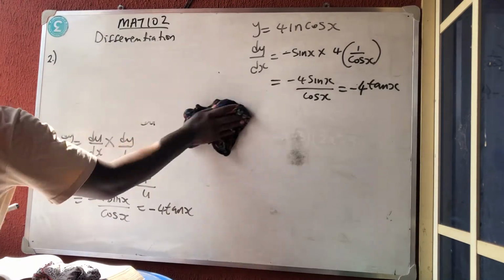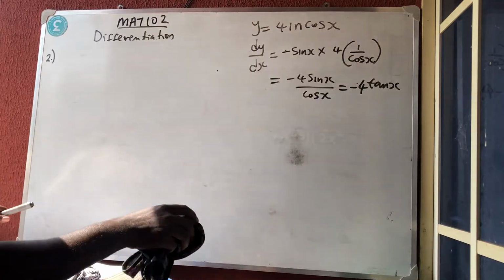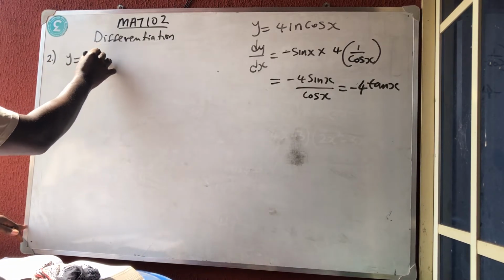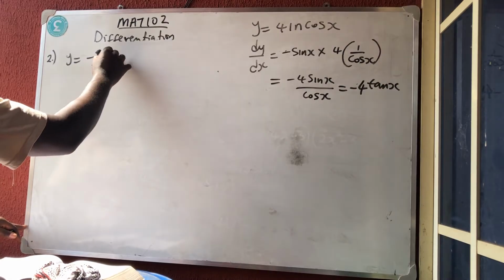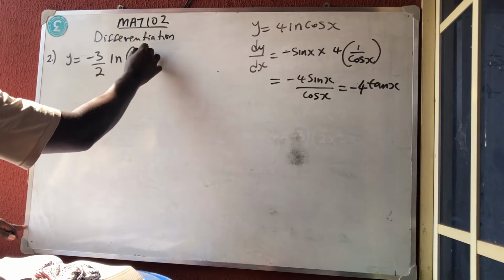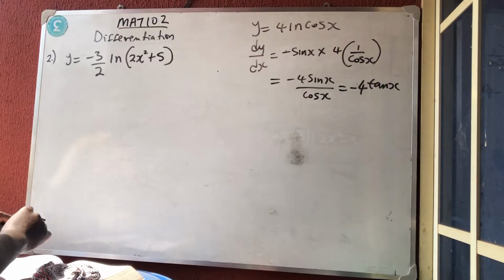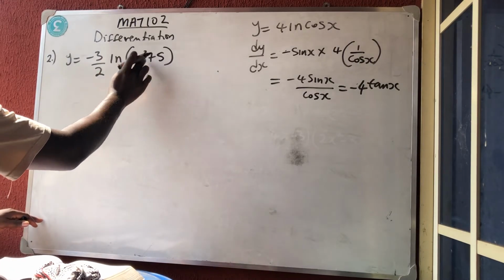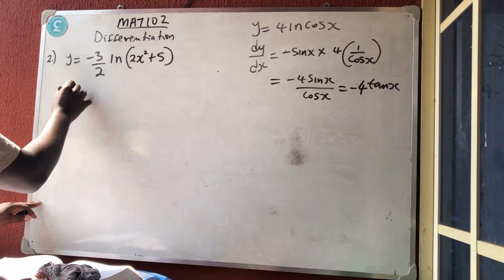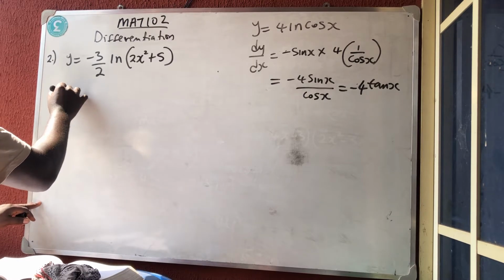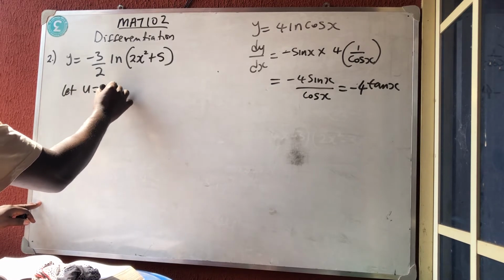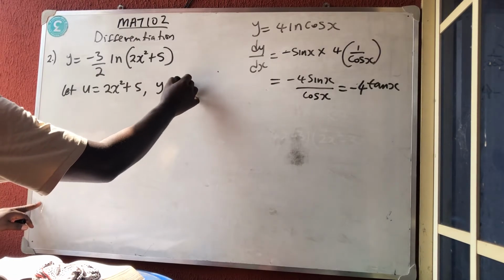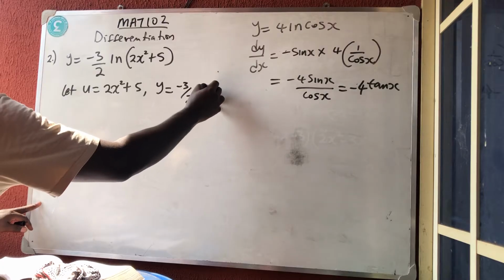So that is that. Let me give you one more example for logarithm. Maybe I have that y is equal to minus 3 over 2 ln 2x squared plus 5. Something like this. Okay, so let's go. It's supposed to be ln of something. So since it's ln of something, I'm going to have what? That y, we say that let u be equal to what? That's 2x squared plus 5. Then my y will now be what? Minus 3 over 2 ln u.